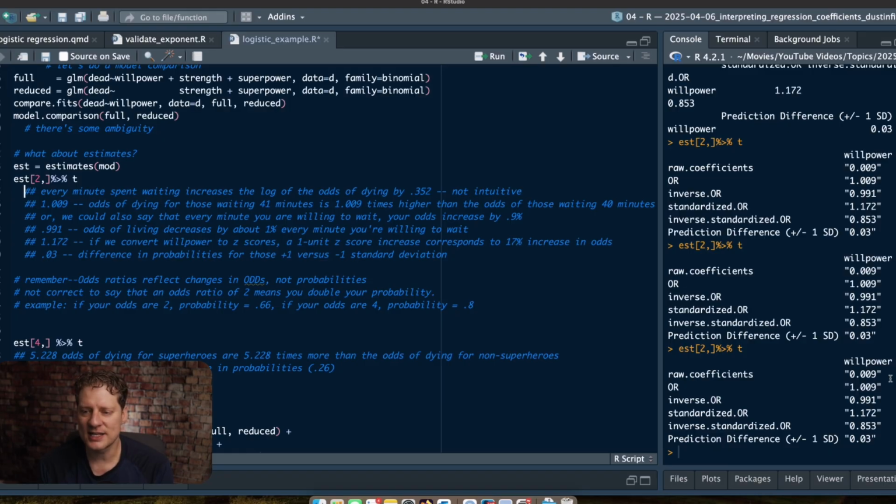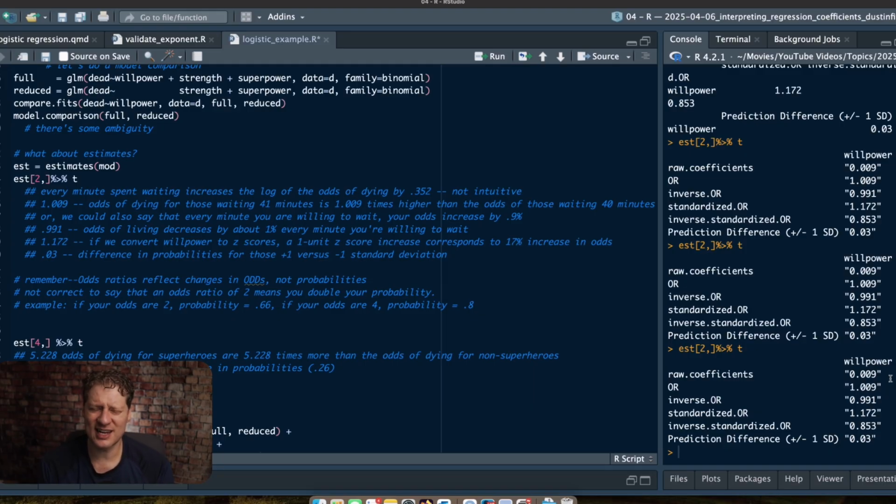So that 0.009 says that every minute you spend waiting at the DMV increases the log of the odds of dying by 0.352. Or in other words, if you're thinking about a slope, every unit increase in x means this many increases in y. It's the same thing, but instead of in y, it's in the log of the odds of y, which is the log of p divided by 1 minus p.